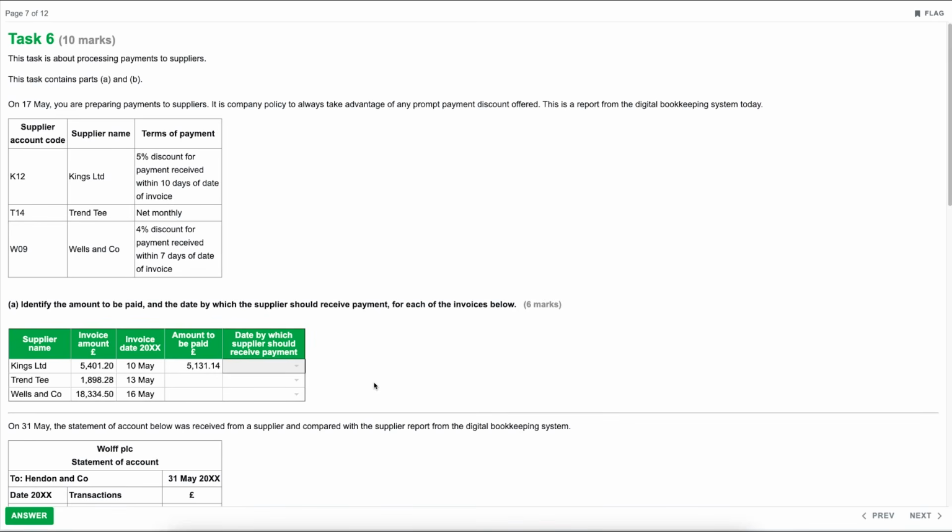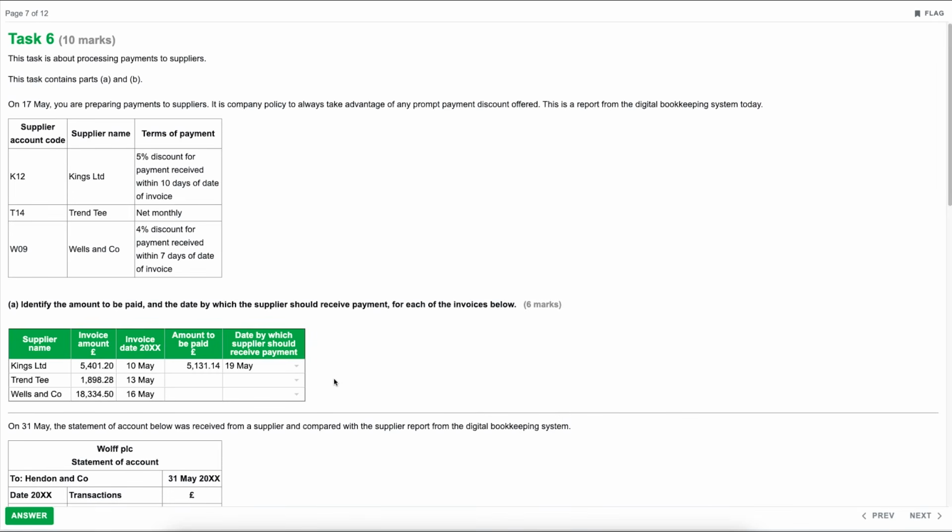10 days for us to receive this discount. So within 10, very, very important. It has to be within. So not 10, within 10. Therefore, the date by which the supplier should receive payment would be the 19th of May. Okay, if it states 10 days, then it would be the 20th. But because it's within 10 days, it would need to be done by the 19th.